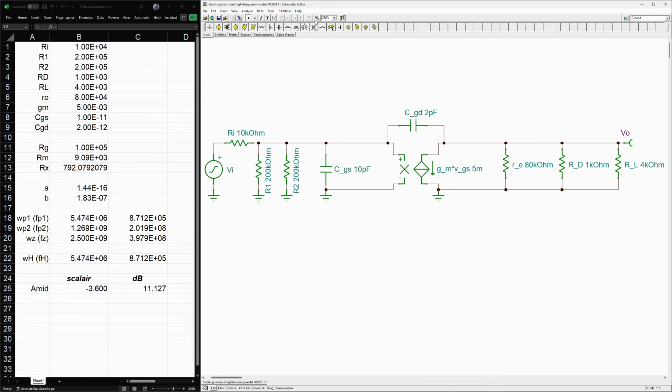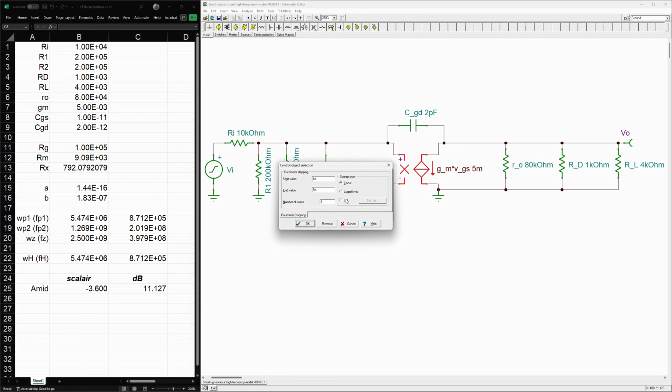Let's also see the parameter, the GM, because that is 5 milli Siemens here, as we have determined or selected. I know that GM will directly affect our midband gain, because affecting the CGS or CGD will not affect our midband gain, but it will affect, of course, our cutoff frequencies. So I will click on that one. This is our control element, so transconductance.